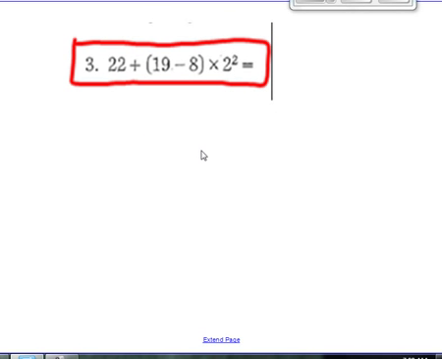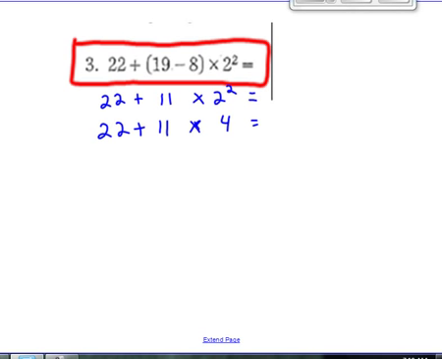All right, so number 3. I've got 22 plus parenthesis 19 minus 8 parenthesis times 2 squared. So I want to follow PEMDAS. 22 doesn't have anything to do with the parentheses, 19 minus 8 does. Then I want to do exponents. Well, 22 plus 11 doesn't have anything to do with exponents. 2 squared does.